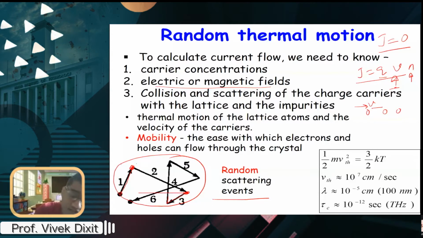Now, even without the application of a field, these charge carriers are moving due to thermal energy. If you have 3 degrees of freedom, then the kinetic energy of these electrons will be 3/2 kT. If you equate half mv squared to 3/2 kT, you get a thermal velocity of the order of 10 raised to power 7 centimeter per second, or 10 raised to power 5 meter per second.